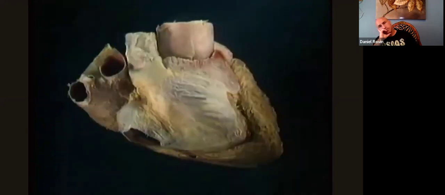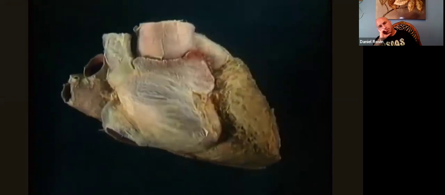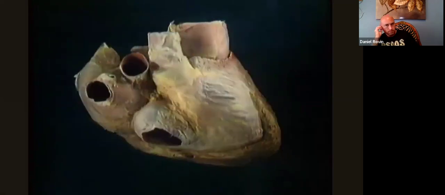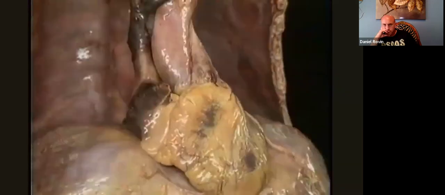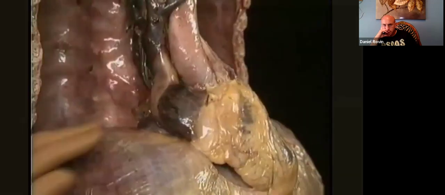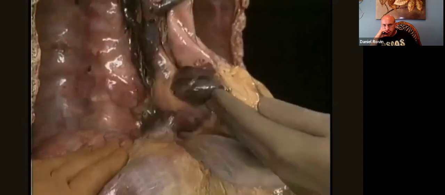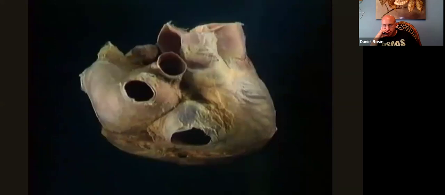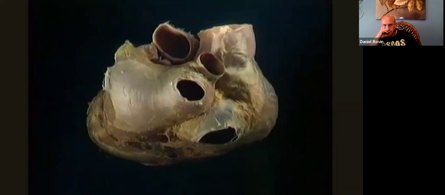Blood coming from the upper part of the body enters the right atrium by way of the superior vena cava. Blood coming from the lower part of the body enters it by way of the much larger inferior vena cava. In a more intact dissection, here's the inferior vena cava coming up through the diaphragm and almost immediately entering the right atrium. In addition to the two venae cavae, blood from the heart itself enters the right atrium under here by way of the coronary sinus, which we'll see later.